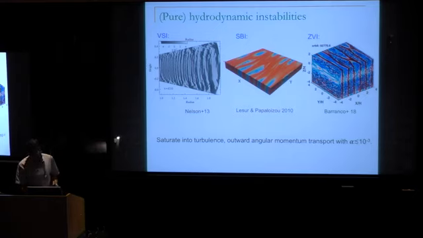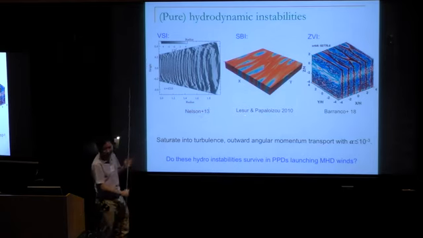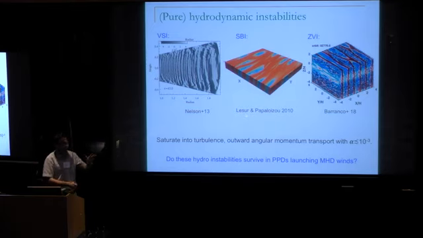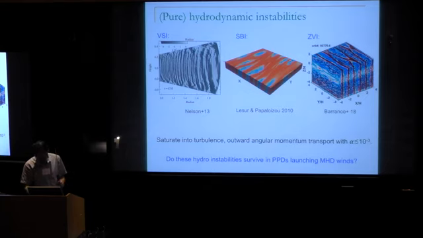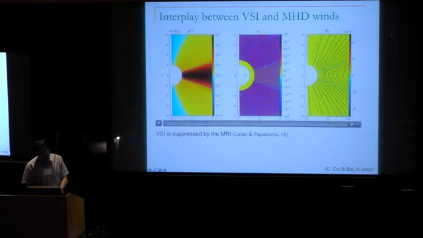The next natural question to ask is whether they survive. These are all mostly discussed in the context of pure hydro. The question is, if you have an MHD wind, a magnetic field, and some coupling between gas and magnetic fields, whether these instabilities still operate. So we started to look at this problem. We just picked VSI and tried to study the interplay between VSI and magnetic fields.